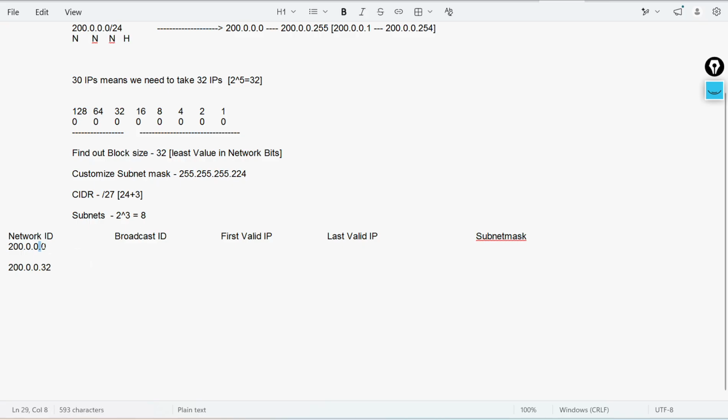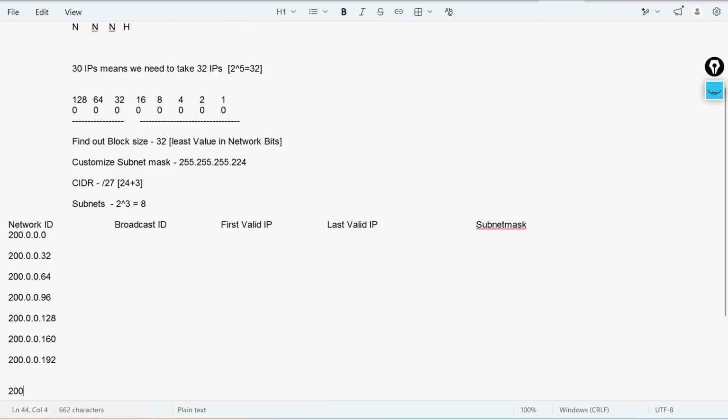So the first is 0, then 32, then 64, and then 96, and plus 32, 128, and 160, 192, 224. This is the last one. See, count here: 1, 2, 3, 4, 5, 6, 7, 8.